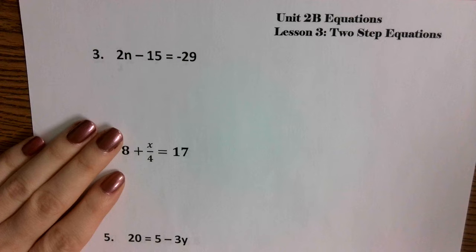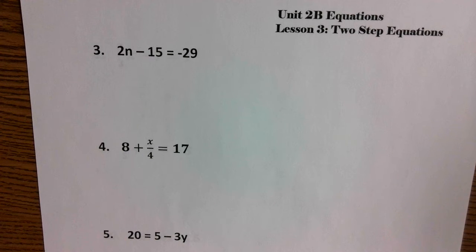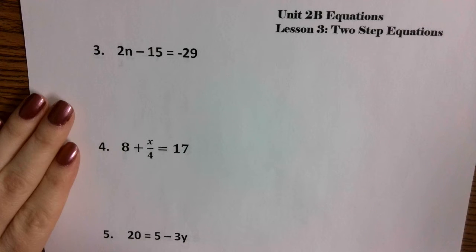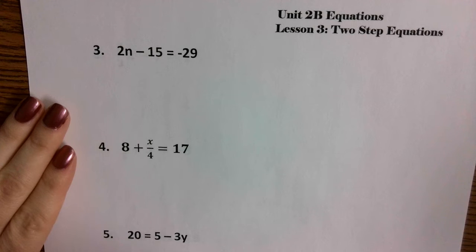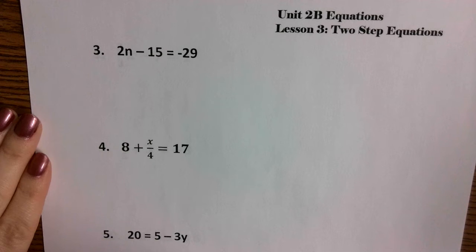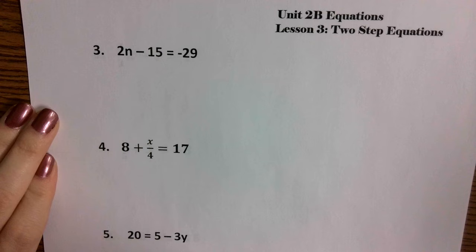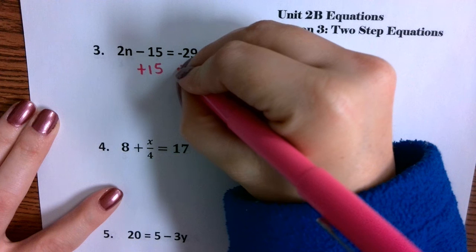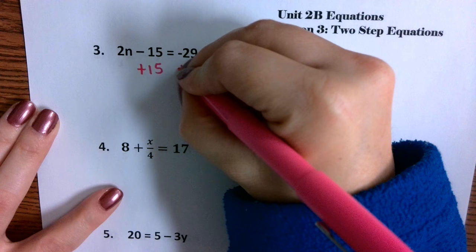All right, let's take a look at problem number 3. For problem number 3, Angel, what is the inverse operation that we need to perform first? Angel, I called on you, hun. What inverse operation do we need to perform first? Addition. What are we going to add to both sides? 15. Thank you. You're going to add 15 to both sides.